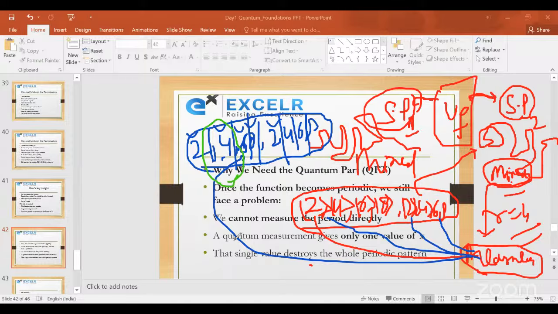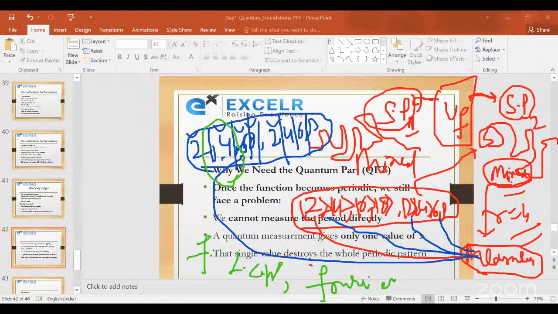So how do we do this? We can do this by transformation. We have other tools, called Laplace transformation and Fourier transformation. So we have to transform this one: 2, 4, 6, 8, then 2, 4, 6, 8. But we are restricted, because we cannot measure all the 5 states simultaneously.